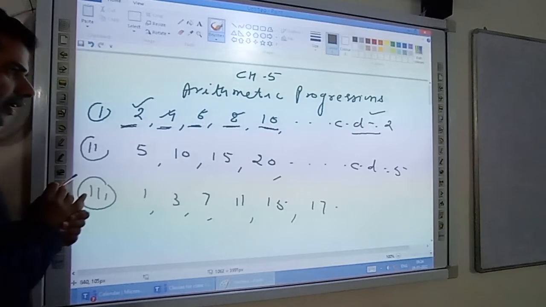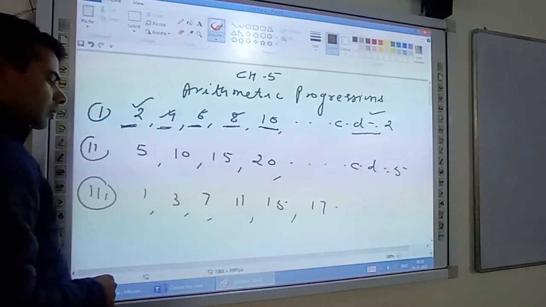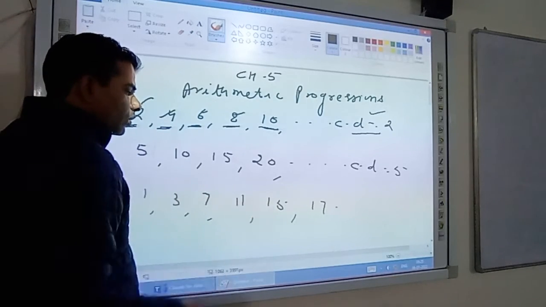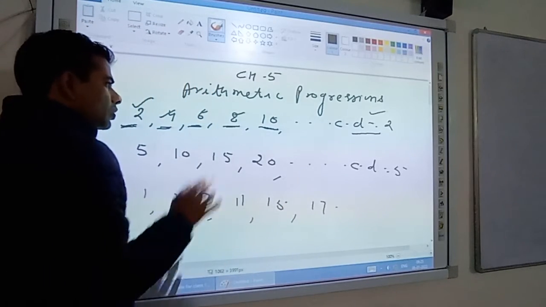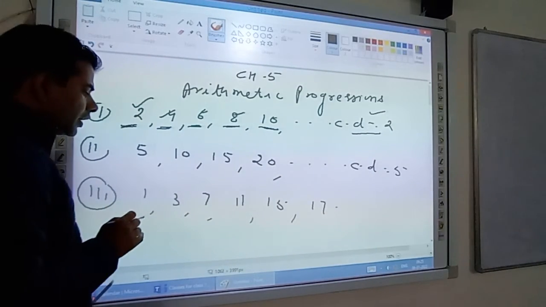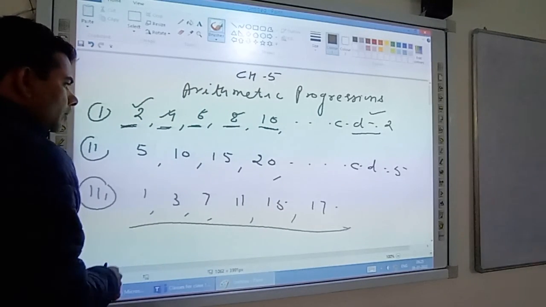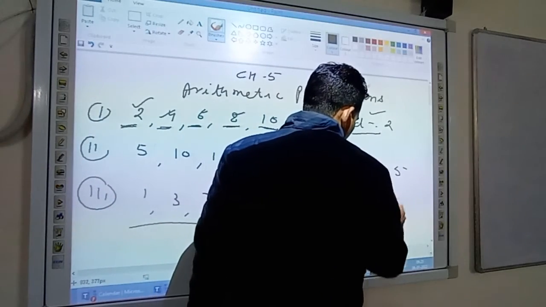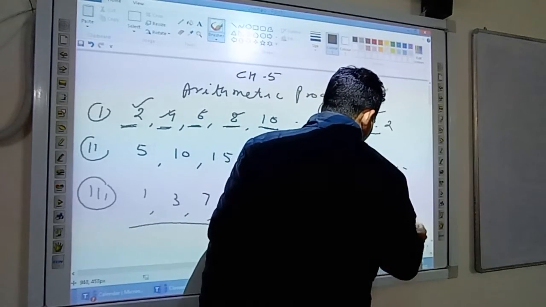In the third series, 1, 3: 3 minus 1 is 2, 7 minus 3 is 4, 11 minus 7 is 4, 15 minus 11 is 4, and 17 minus 15 is 2. So the common difference is not the same throughout the series. In this series the common difference is not the same, so the list of terms doesn't form an AP. Why?